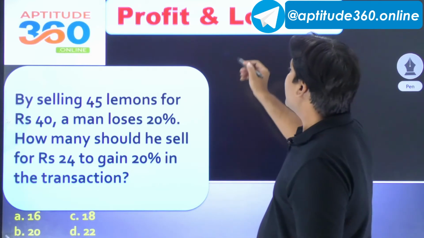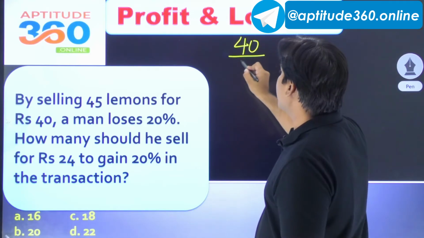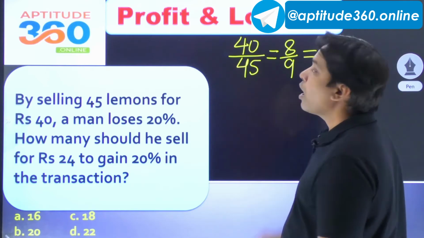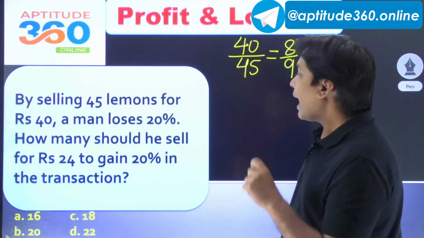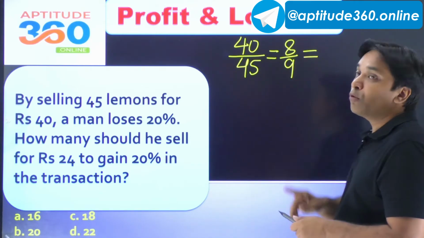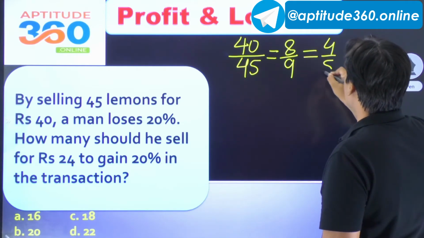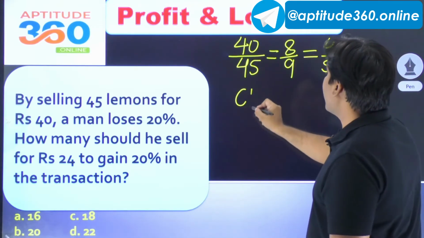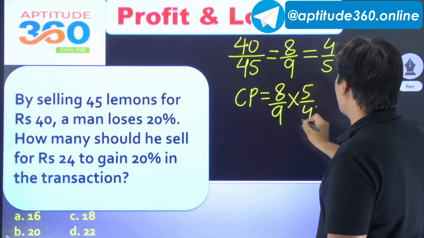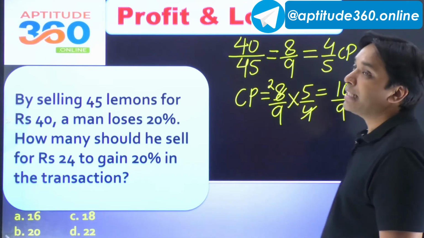So what will I write? The selling price of one, what did it come to? 40 upon 45, which is 8/9. This is the selling price of one lemon, and since you're losing 20%, this value is going to be 80% of the cost price. 80% of the cost price is written as 4/5 of CP. So what is going to be the value of CP? 8/9 into 5/4, this is 2. The cost price of one lemon comes out as 10/9 rupees.